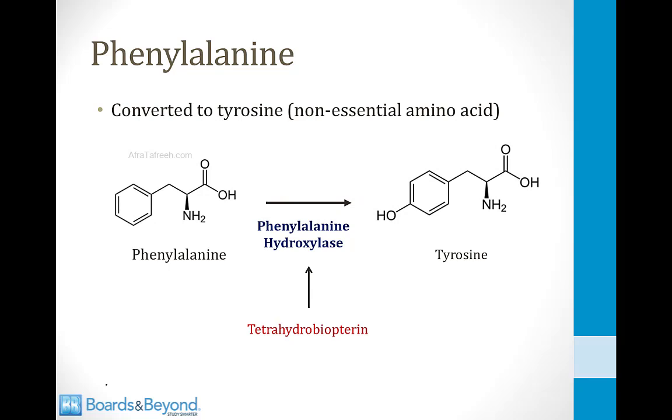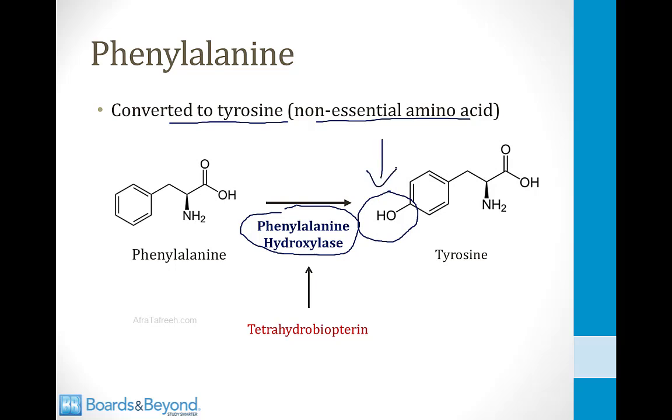The first step in phenylalanine metabolism is to convert it to the amino acid tyrosine. This is an easy way to remember that tyrosine is therefore non-essential, because it can be derived from phenylalanine. The enzyme that converts phenylalanine to tyrosine is called phenylalanine hydroxylase, and its job is to add a hydroxyl group, an OH group, to phenylalanine. The difference between tyrosine and phenylalanine is the addition of this OH group right here. Phenylalanine hydroxylase requires a cofactor called tetrahydrobiopterin, and let's talk about that now.